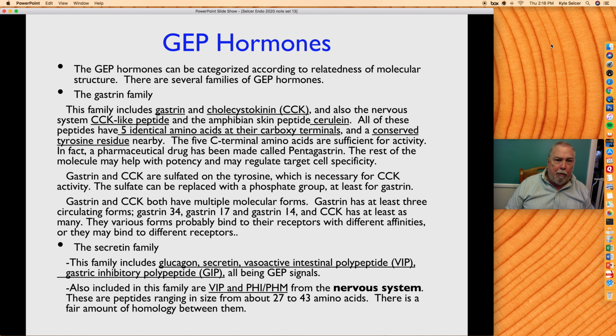GEP hormones can be categorized according to relatedness of molecular structure. There's several families of GEP hormones. Remember, a family of hormones are just things that are related through evolution. There was originally one signaling hormone. There might have been a gene duplication, or there might have been a whole genome duplication. Now you've got two copies of that gene. One of them is free to vary, and that's end up creating hormone families. So gastrin and cholecystokinin are one family, the gastrin family. There's also a cholecystokinin-like peptide and a skin peptide called cerulin.